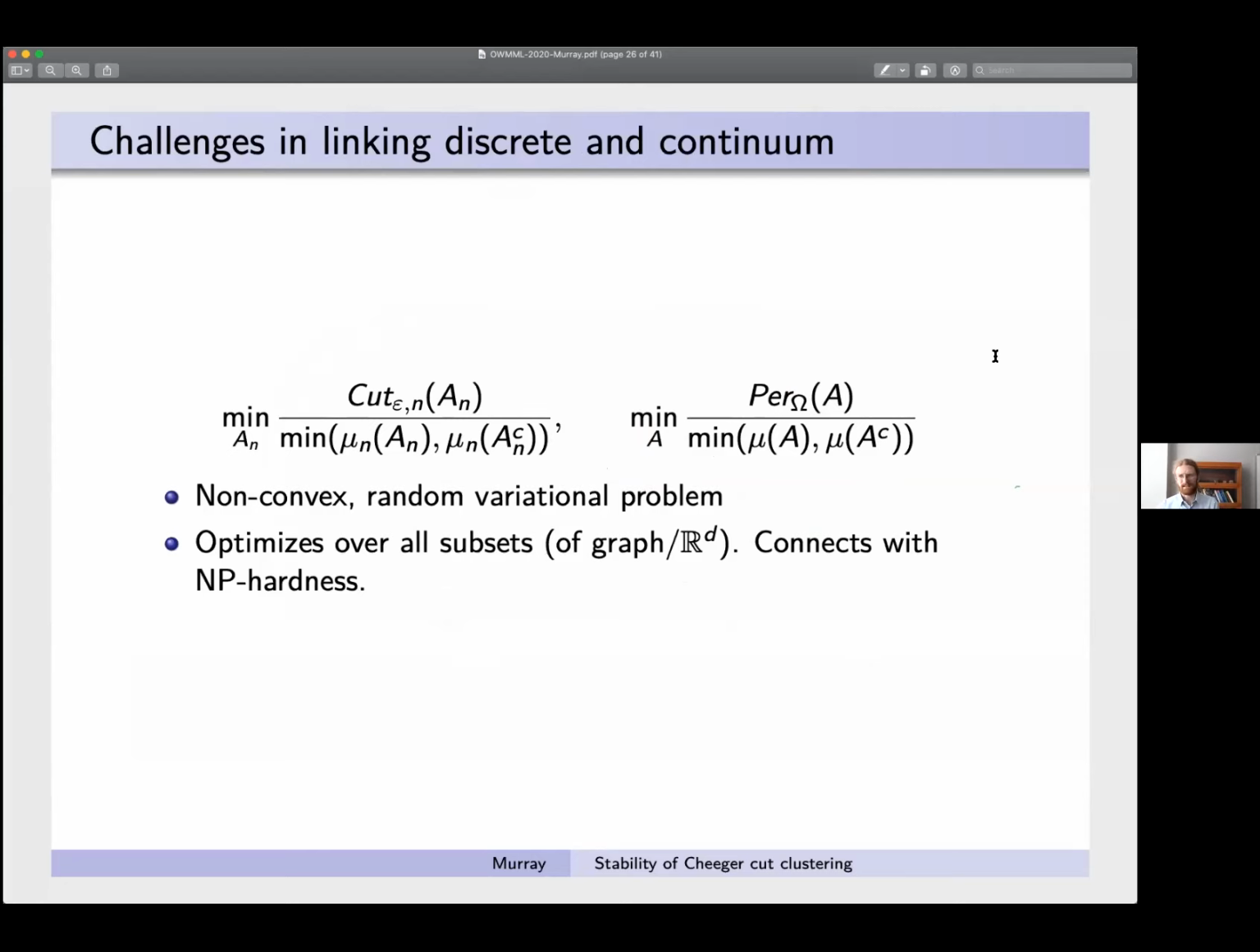But what are the challenges to this idea? Okay, so we have this discrete problem and we have this limiting continuum problem, and we'd like to say that the two are related in some concrete way. But why is this hard? Well, this is a non-convex random variational problem that optimizes over all subsets either of a graph or of R^d. And there's some connection with NP hardness that we'd hopefully think isn't as bad as we'd like, but it could be really bad. So maybe it's really hard to compare these continuum and these discrete objects. There's definitely some obstacles to trying to understand this. It's not trivial. It's challenging.